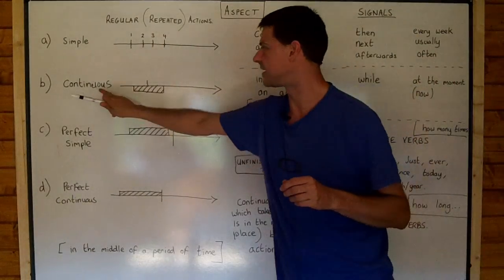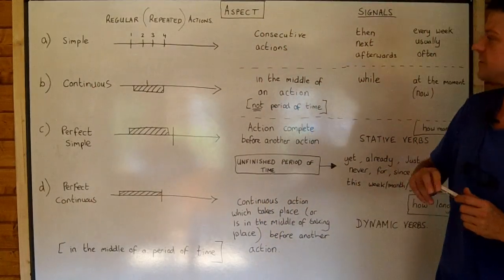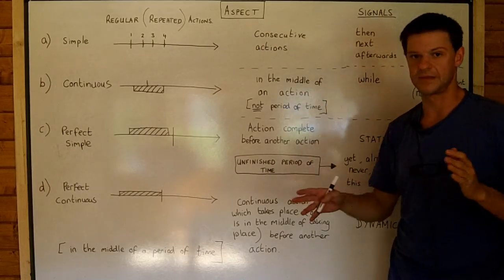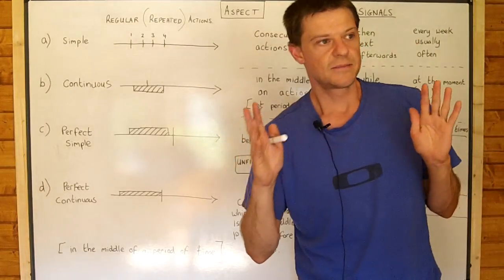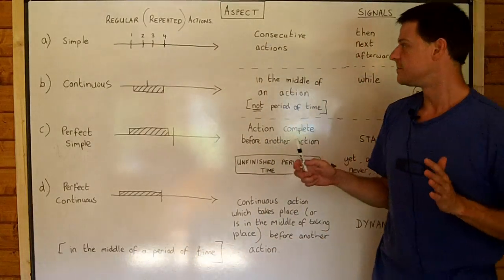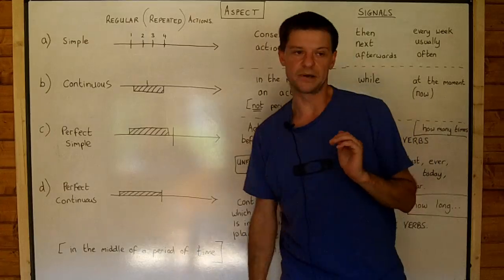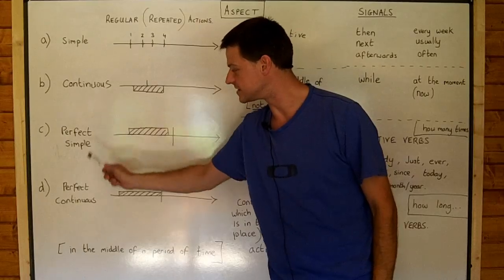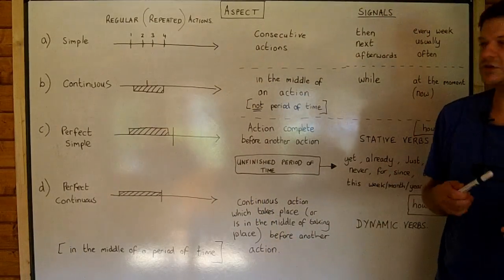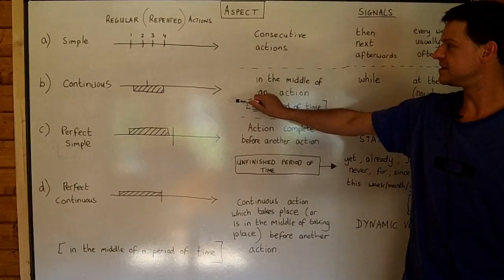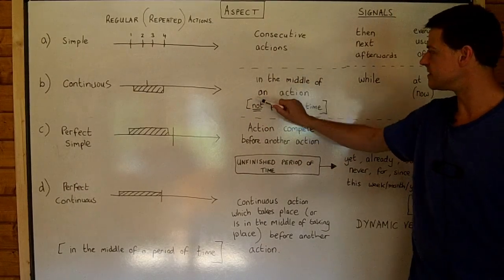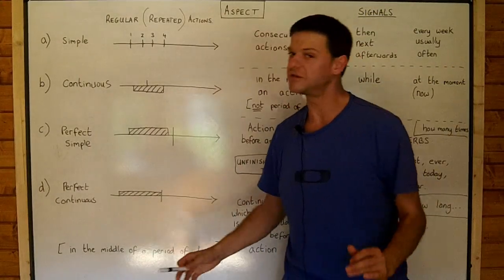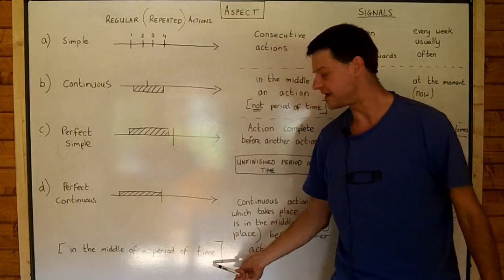Okay, for continuous aspect, and it doesn't matter if we're talking about past, future or present, continuous refers to being in the middle of an action. Now I want to make something clear here, because I think a lot of people get confused between continuous and perfect continuous, and it's not surprising because they're both continuous forms. You'll see from them both being called continuous. And the confusion is this: we use past continuous, present continuous, future continuous if you're in the middle of an action. However, we use perfect continuous if you are in the middle of a period of time.